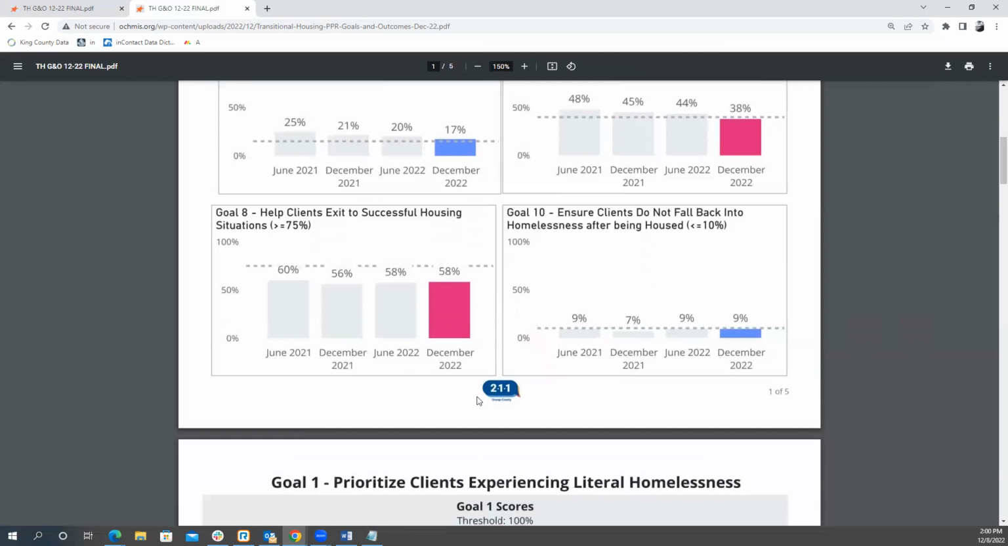And then really the same thing for goals 8 and 10 in terms of consistency. Goal 8 is looking at exits to successful housing situations for transitional housing projects. That means exiting to permanent housing. So we're pretty consistent around 58 to 60%. And goal 10, returns to homelessness. So clients are exited to permanent housing, and then they are returning to another project in HMIS within 2 years of their exit.